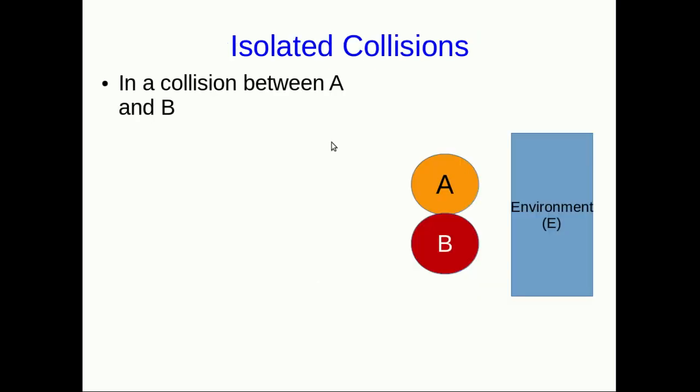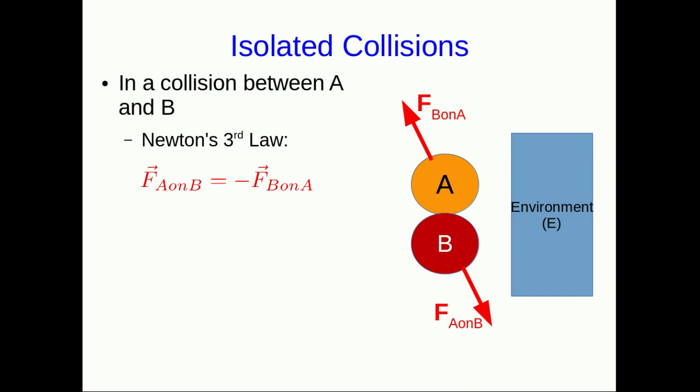Let's work our way back to talking about the cars. So we have two objects, A and B, and they're colliding, and there are forces due to the environment which act on them. And we know from Newton's third law that the force that A exerts on B is in the opposite direction and equal in magnitude to the force that B exerts on A.